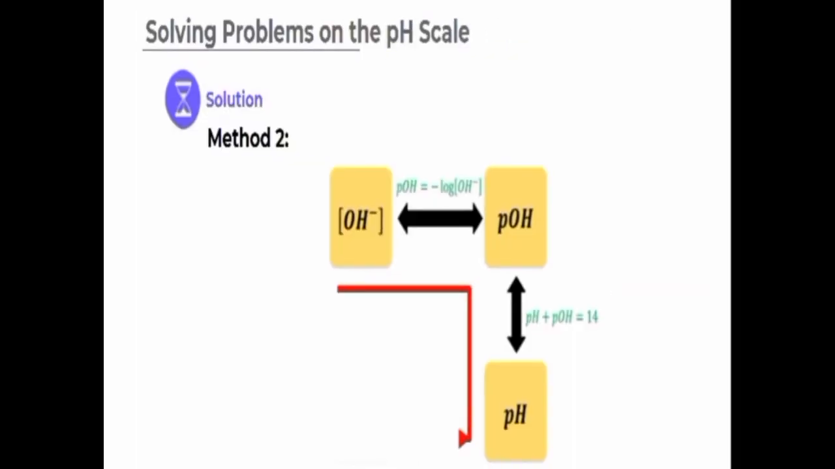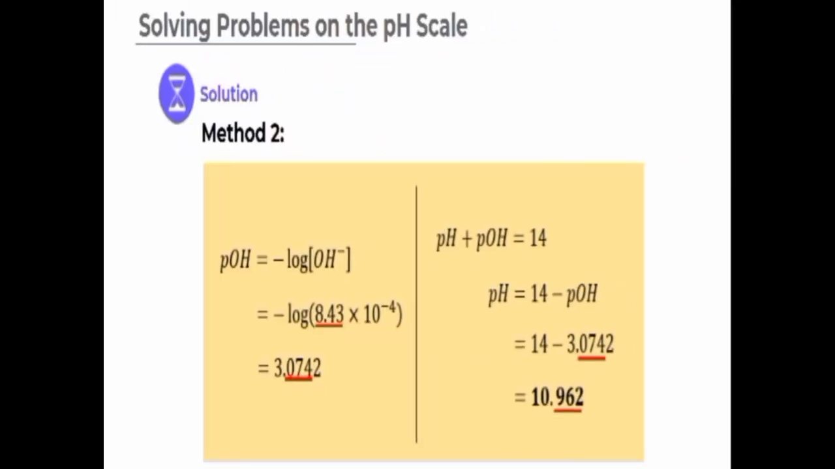The second method involves converting hydroxide ion concentration to pOH, then converting pOH to pH. The pOH is equal to the negative logarithm of hydroxide ion concentration. Substituting the given concentration, we get pOH equals 3.07442. Only the underlined digits are significant. Lastly, the sum of pH and pOH equals 14. The pH is then 14 minus pOH. Substituting the calculated pOH, we get pH equals 10.926.